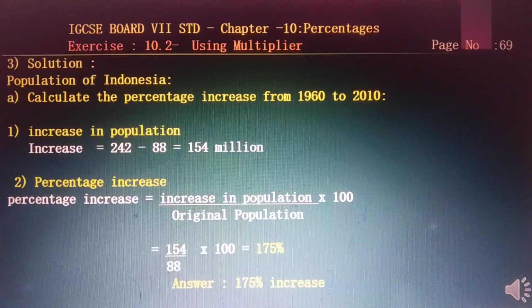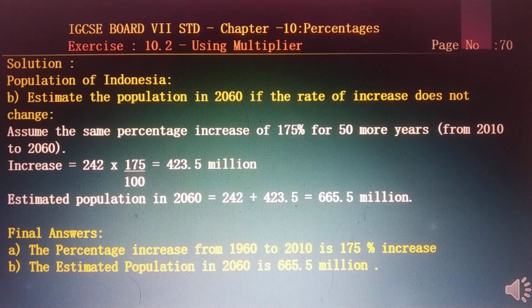The solution to these problems: population of Indonesia, calculations from 1960 to 2010. The increase in population, the increase value we have to find out: final value minus initial value is 154 million. The percentage increase formula: increase in population upon original population. 154 upon 88, we are getting 175%. Answer is 175% increase.